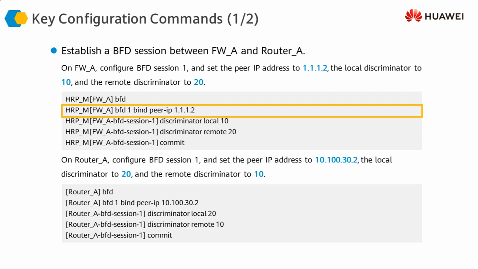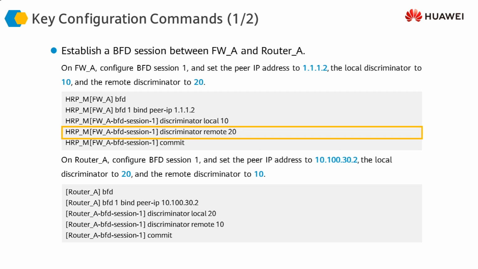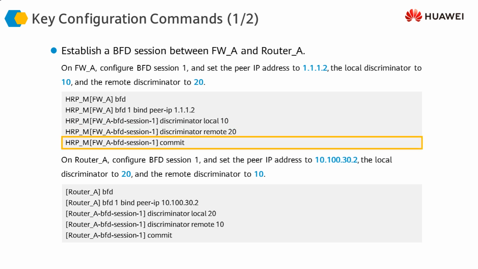We bind it to peer IP address 1.1.1.2, and once in this session 1, we define the local discriminator as 10 and the remote discriminator on the other firewall or on the router as 20. So 10 is our local discriminator and 20 is our remote discriminator, and finally we commit this configuration on the firewall.